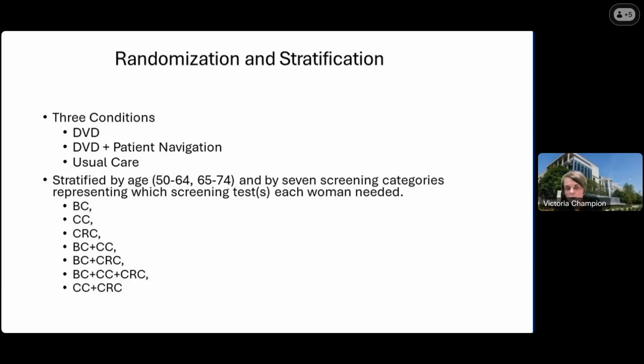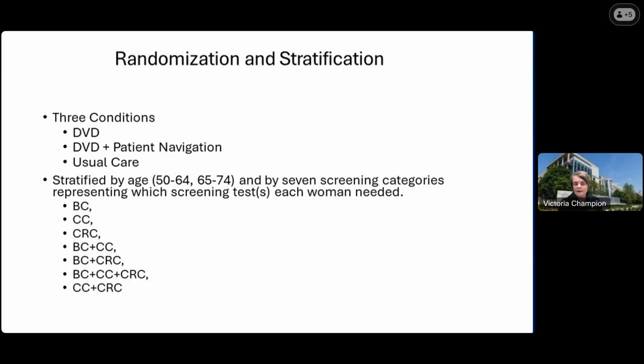So we had 3 arms: usual care, a tailored DVD, which was extremely complex, which I'll talk to you about in a minute. Complex to develop, hopefully not complex for the women to assess. And then an arm in which women were mailed the DVD, and after a period of 2 weeks were contacted by a patient navigator to address any barriers they might have to a cancer screening for which they were not adherent. We stratified by age, looking at women 50 to 64 and those 65 to 74.